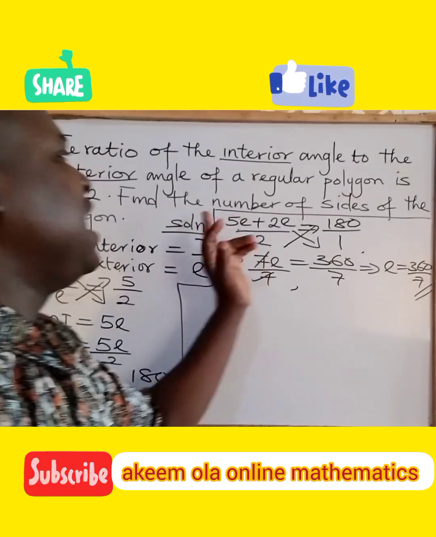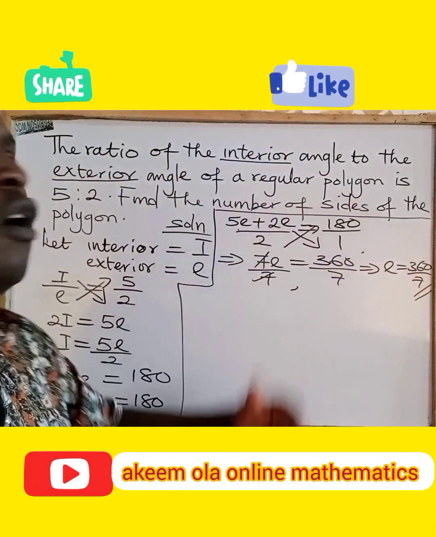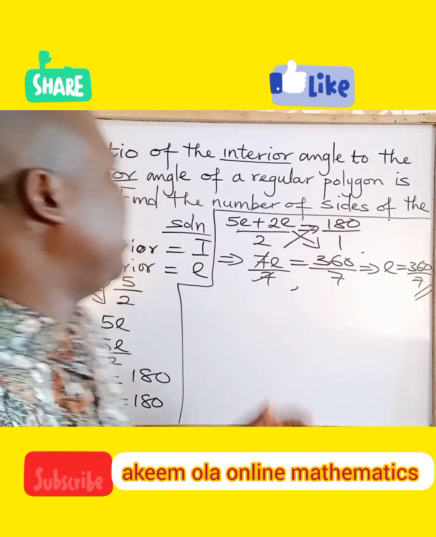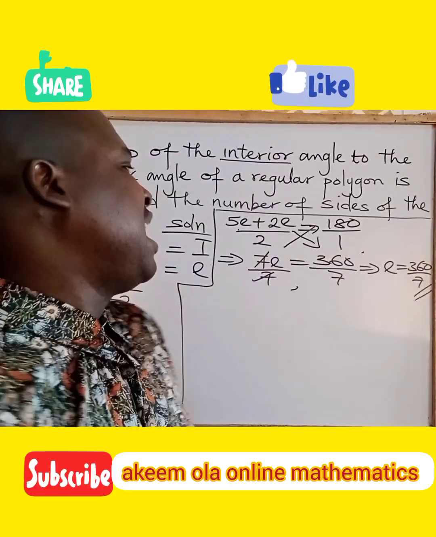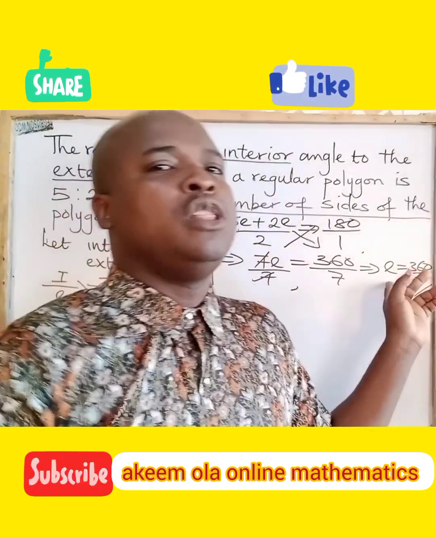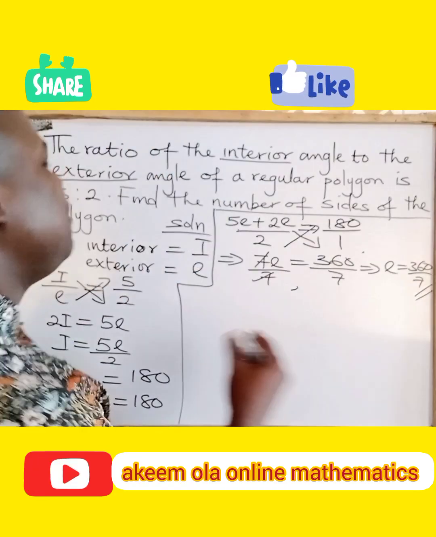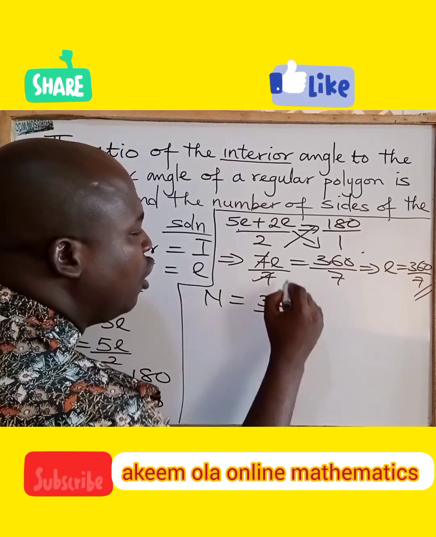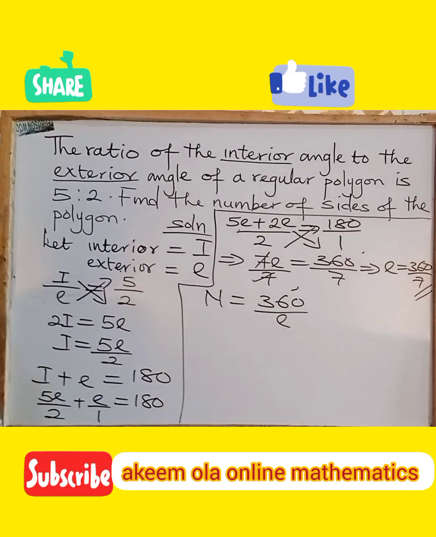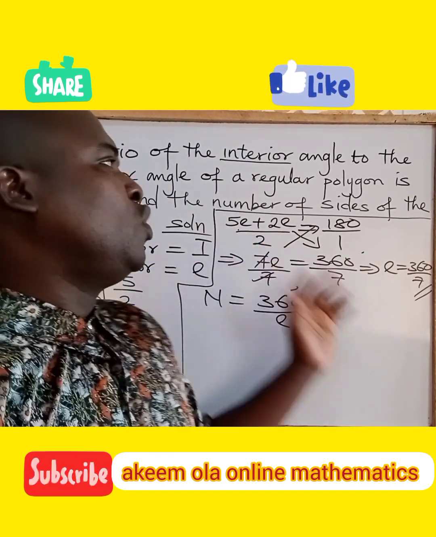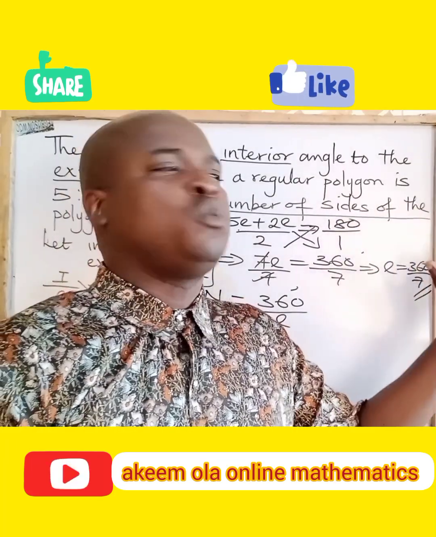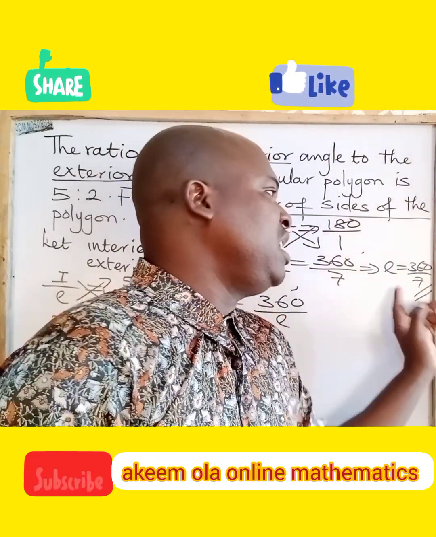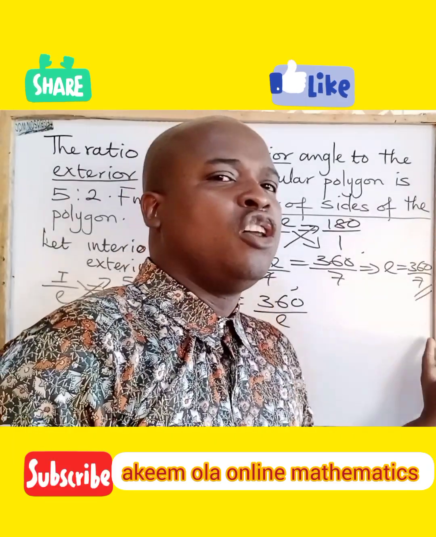They said, find the number of sides of the polygon. There is a formula that connects the number of sides n and the exterior angle of a polygon, and that formula is given by n is equal to 360 all over E. We can now use this formula to get the number of sides of this particular polygon. We have gotten our E, which is equal to 360 all over 7.